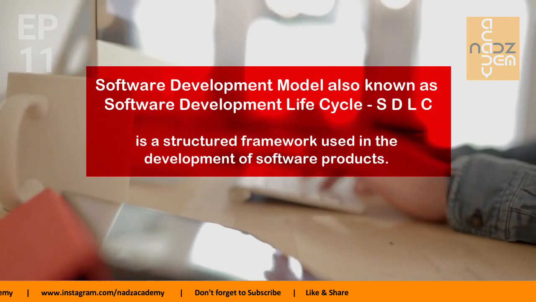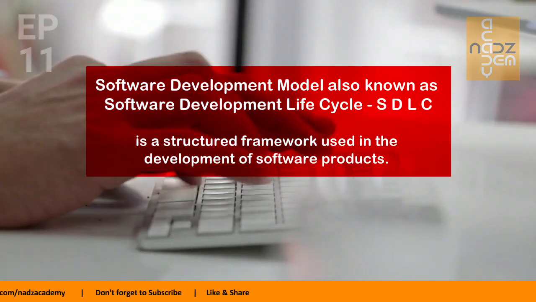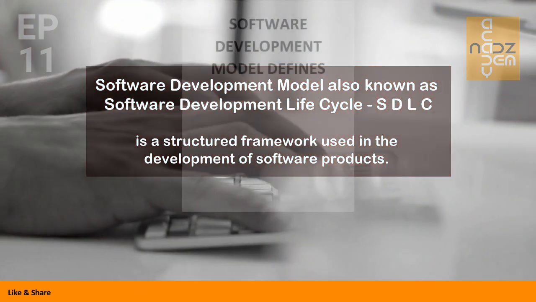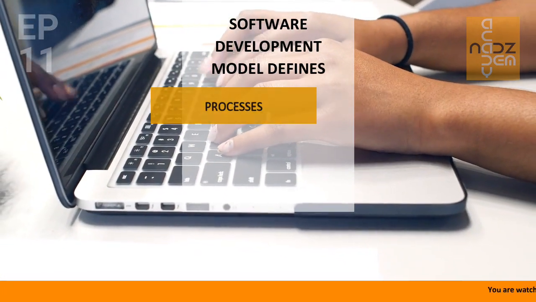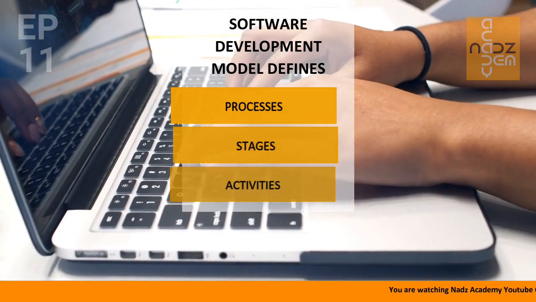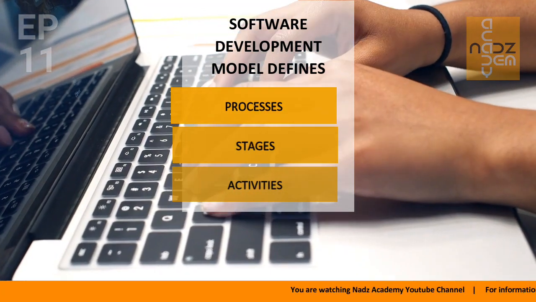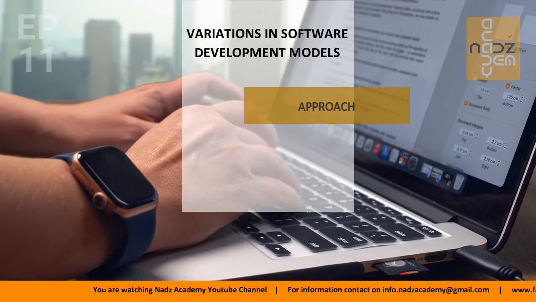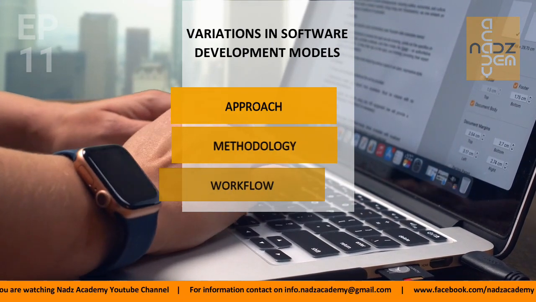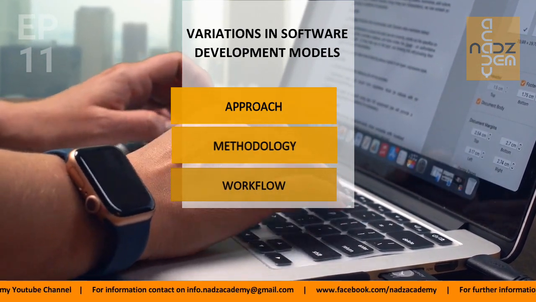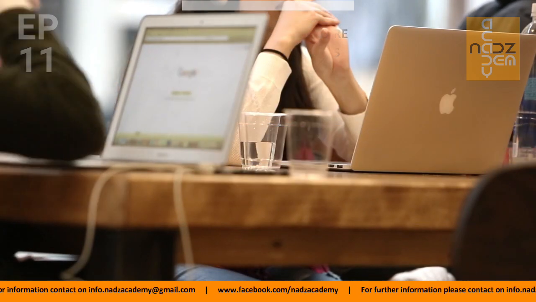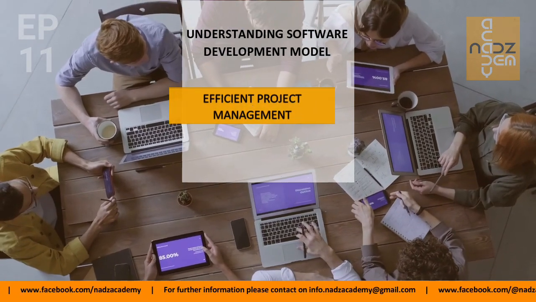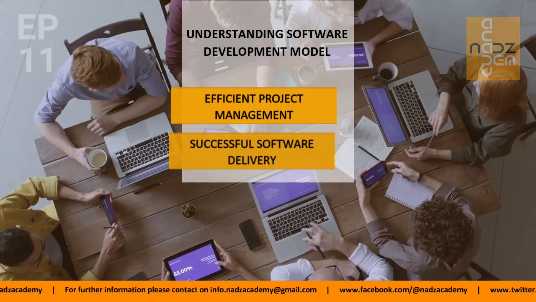A software development model, which is also known as Software Development Lifecycle Model, is a structured framework used in the development of software products. It defines the processes, stages, and activities involved in creating software, offering a roadmap for teams to follow. These models vary in their approach, methodology, and workflow, catering to different project requirements, team dynamics, and organizational goals. Understanding these models is crucial for efficient project development management and successful software delivery.